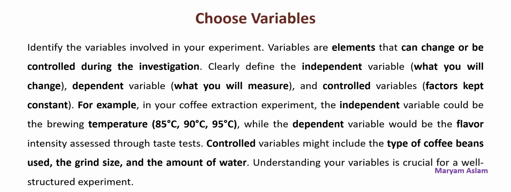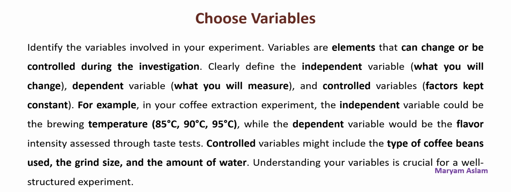Choose variables. Identify the variables involved in your experiment. Variables are elements that can change or be controlled during the investigation. Clearly define the independent variable, what you will change, dependent variable, what you will measure, and controlled variables, factors which are kept constant.